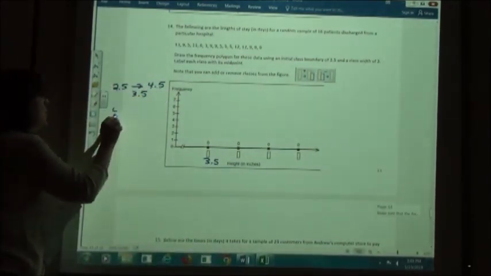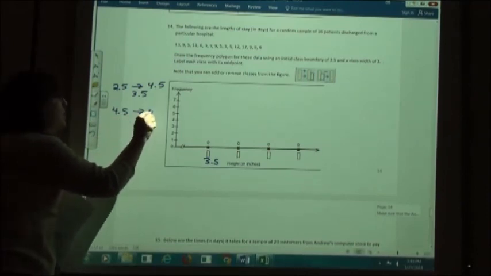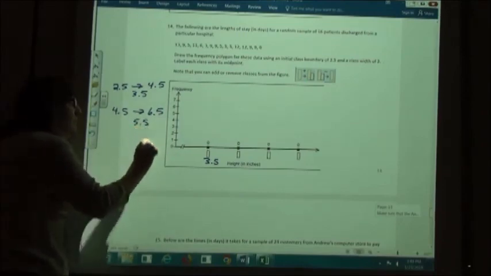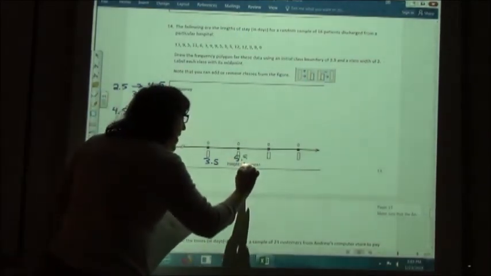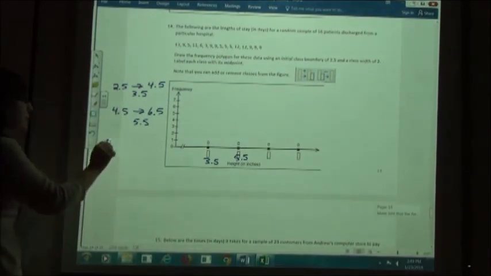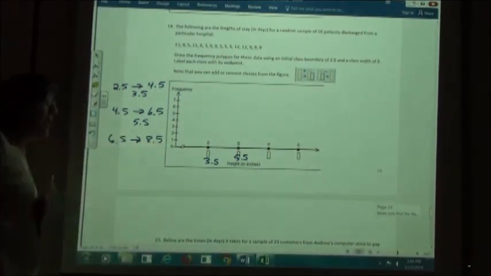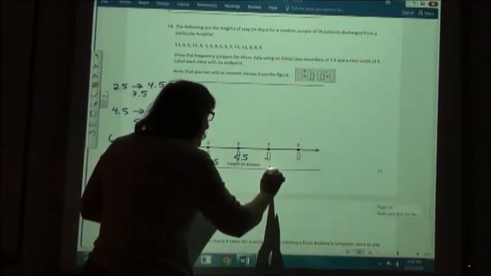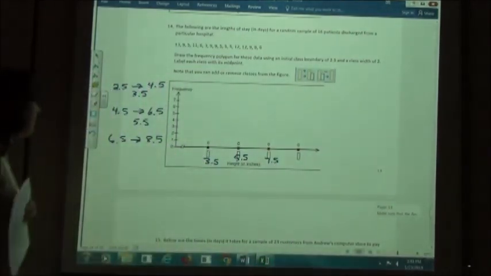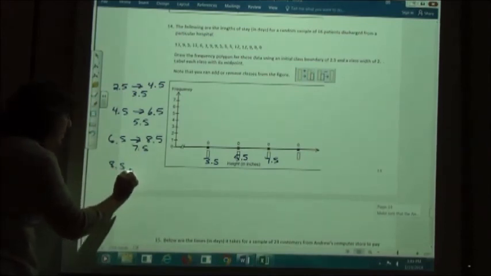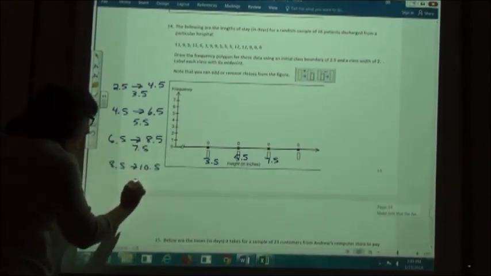Our next section will go 4.5. Adding 2 to that would be 6.5. Halfway between there would be 5.5. Our next section would be from 6.5 to 8.5. Halfway between there, 7.5. Our next section would be from 8.5 to 10.5.